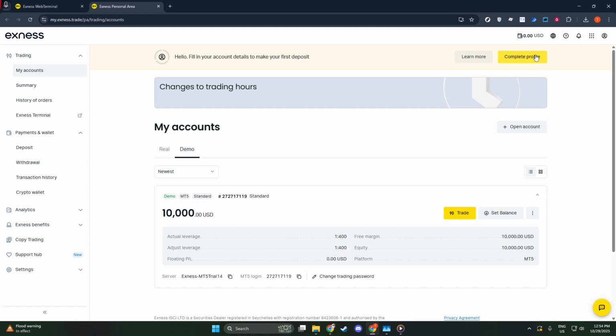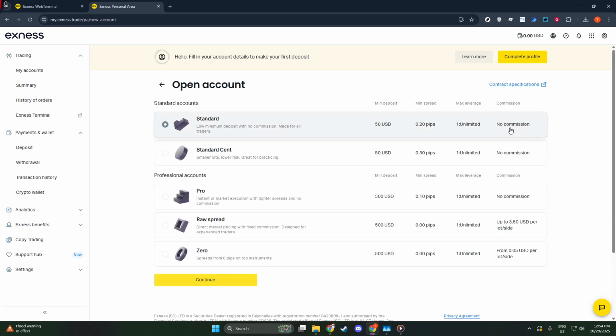Once you're in your personal area, you'll notice the option to open a demo trading account. This is your sandbox, your safe space to experiment with trading strategies, tools, and insights without the fear of losing real money. It's like a flight simulator for traders, letting you test the waters and make mistakes that won't cost you anything financially. Now it's time to choose your platform.